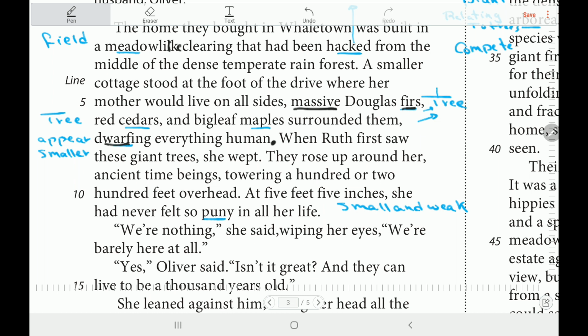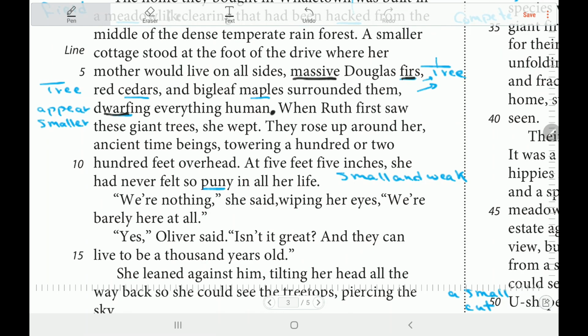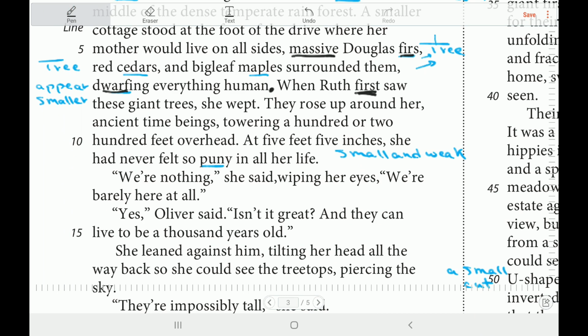They are dwarfs. When Ruth first, that's a keyword, saw these ancient trees, she wept. So that's her first reaction. They rose up around her, ancient time beings, towering 100 or 200 feet overhead. So these trees are so huge, and they are ancient beings, ancient living things.